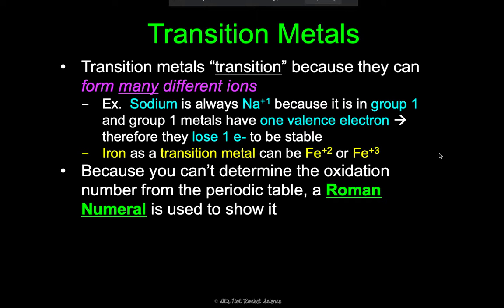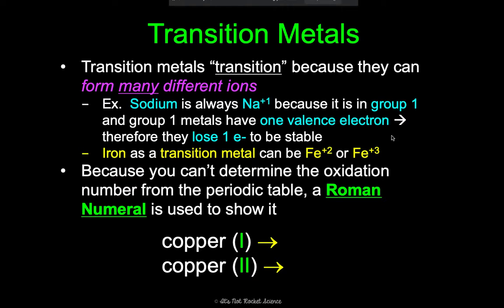Because you can't determine the oxidation number from the periodic table, a Roman numeral is used to show it. So for example, Roman numerals, if you don't know what those are, I will give you guys a list later when you go to actually practice this. 1 through 10 would be sufficient, just fine. But this is a Roman numeral 1, this is a Roman numeral 2. So this is copper 1 and copper 2. And this is what it's going to look like, Cu+1 and Cu+2.